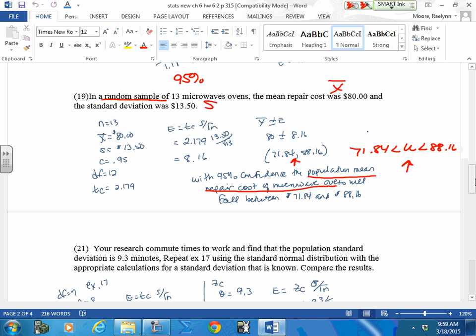This is the inference that you make about the population based on what you just found out about your sample. Make sure you understand how to say it, how to interpret it, because if you don't, you miss the whole point of doing this. We're making an inference about this.